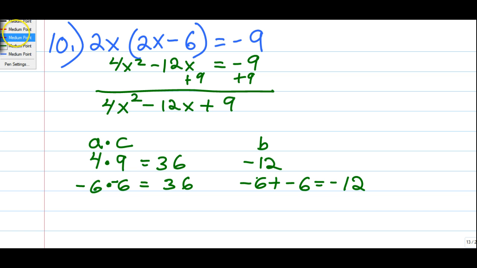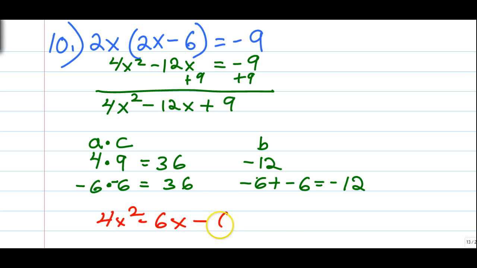So let's go in here and do a little rewrite. I'll take the original problem, the 4x to the second power, but this time instead of writing minus 12x, I'll write minus 6x minus 6x plus 9. It's still the same as the original problem. I still have a minus 12x when I sum these two together.